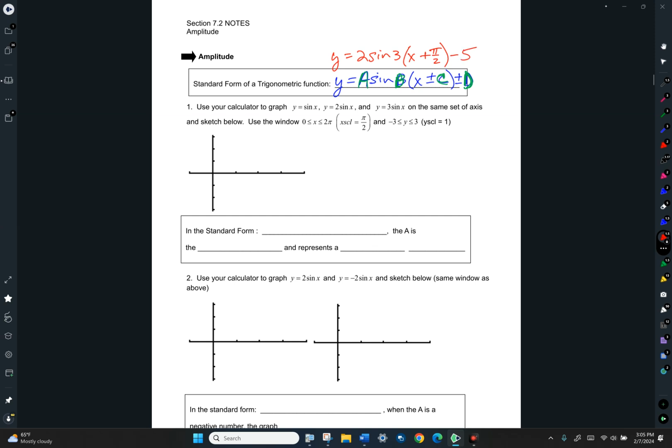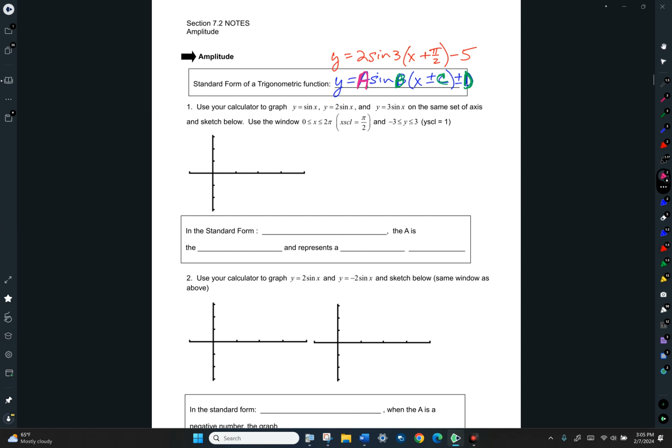So those are all the different places you could have numbers in a trig function, and each of those numbers tells us something different about the graph. That's what we're going to go through in the next 2 or 3 sections. But for today, we're going to focus just on the A number.